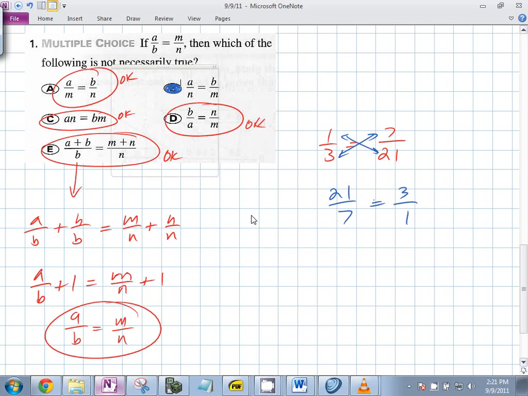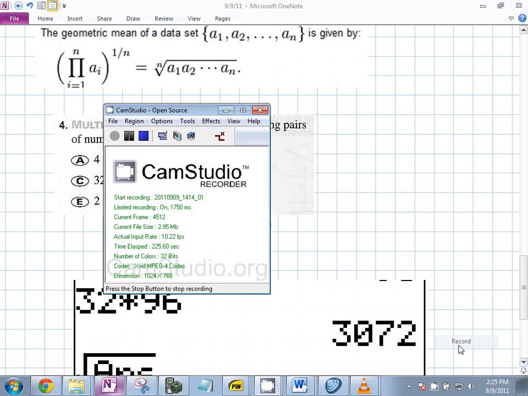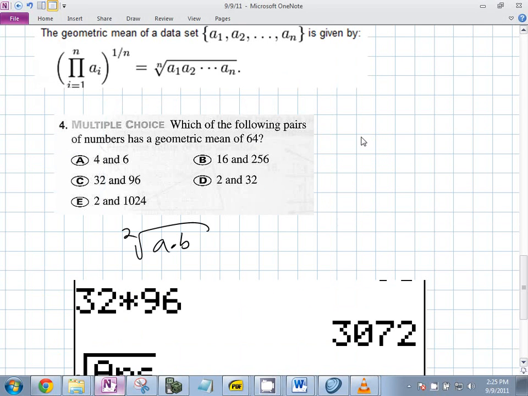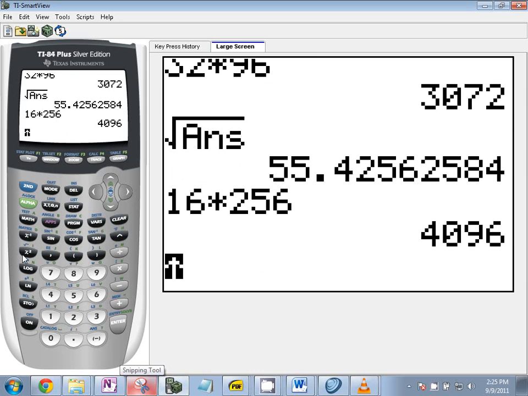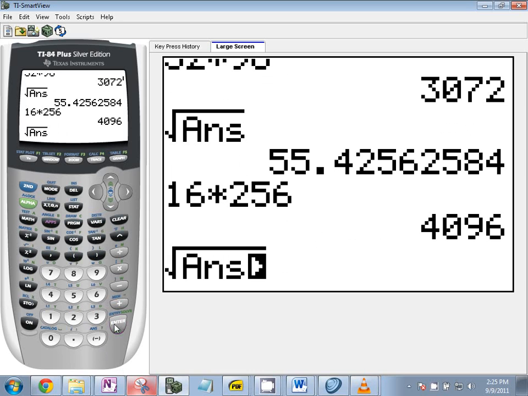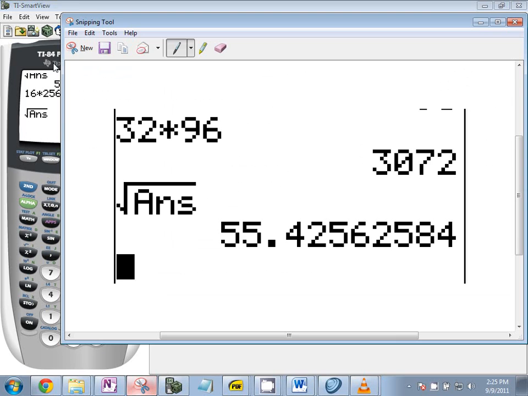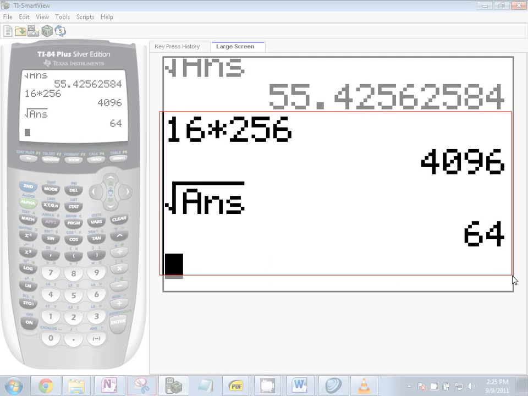Not quite. Which pair do you want to check if C isn't the answer? Which one? B. 16 and 256. 16 times 256. And we take the square root of the answer. And what do we get? 64. So in this case, what is the answer? B.